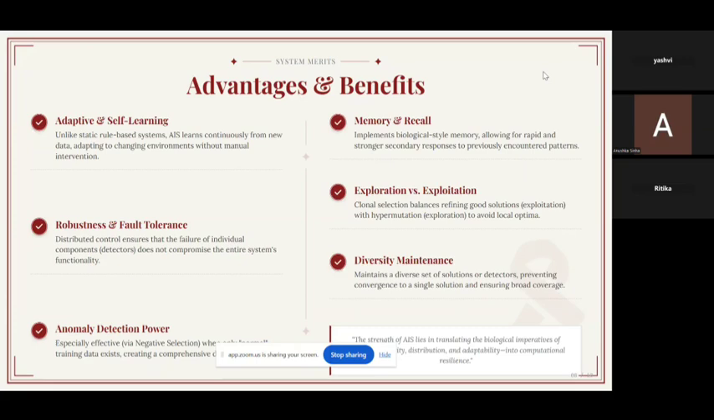So first is adaptive and self-learning. AIS keeps learning on its own. It doesn't need a manual update. If, for example, the environment changes, it adapts automatically.